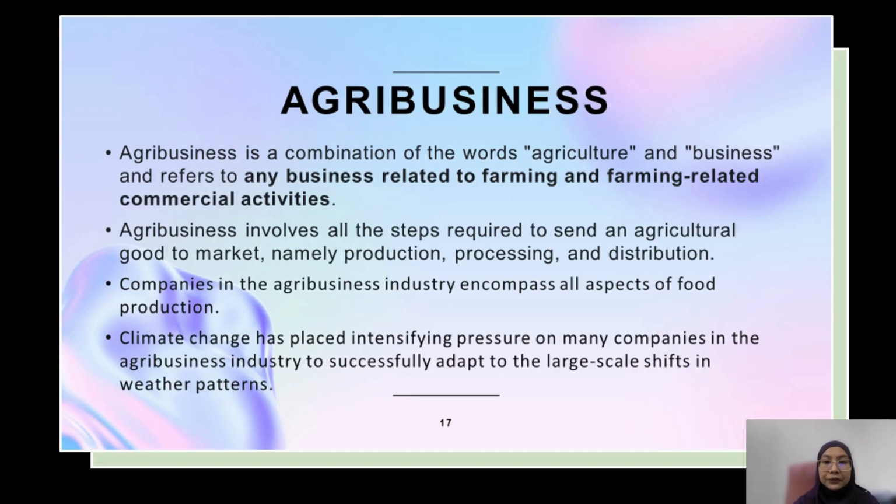And agribusiness is also the same as agriculture economics. Agribusiness is a combination of the words agriculture and business. Agribusiness refers to any business related to farming and also farming-related commercial activities. For example, all the steps required to send agricultural goods to markets, namely production, processing, and distribution. So the companies in the agribusiness industry encompass all aspects of food production.